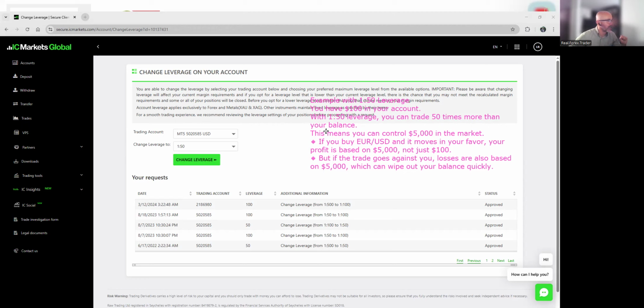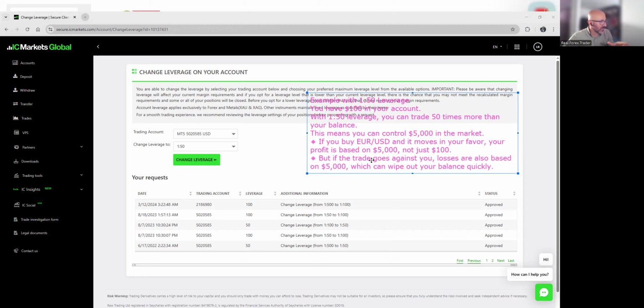So what is that? It means that you are controlling $5,000 in the market, okay? Because you are now leveraged 50 times, right? So remember, with 1 to 100, you are leveraging for $1, 100. Here you are leveraging, in this case, 50 times more of your balance.